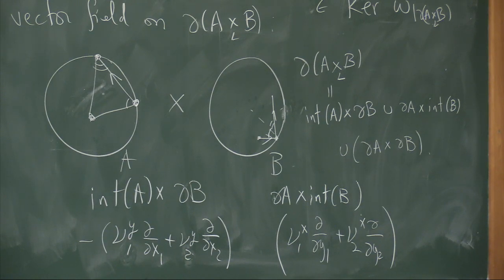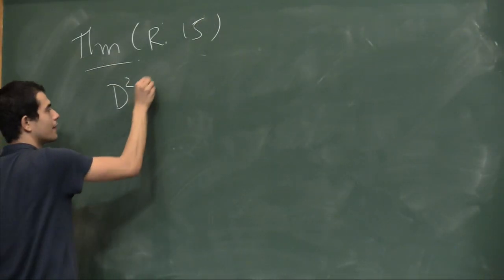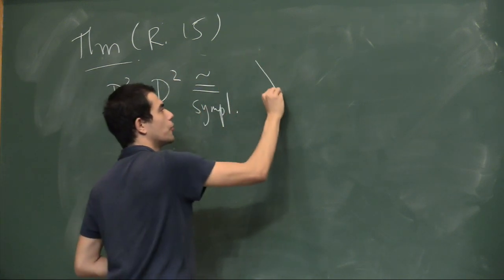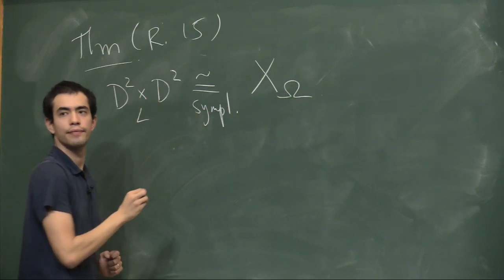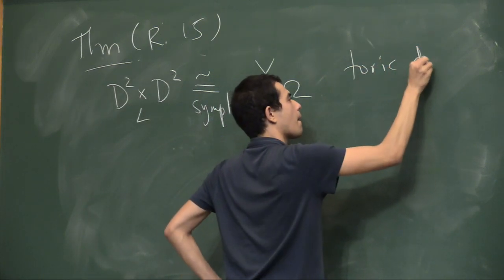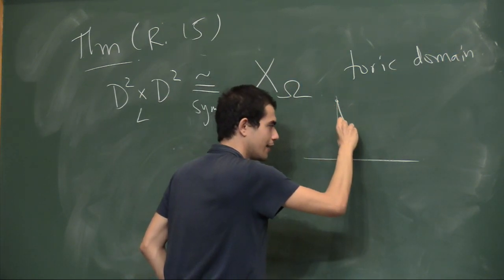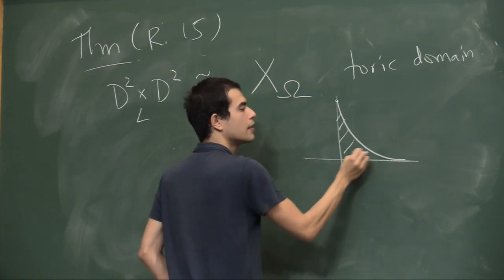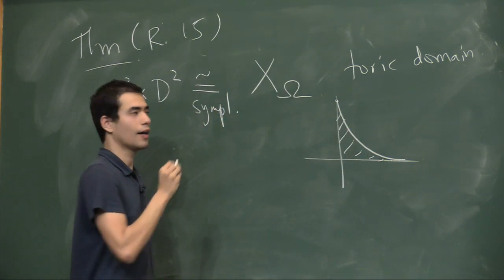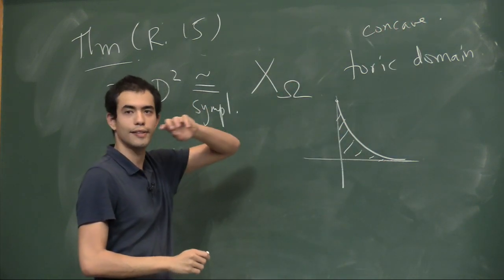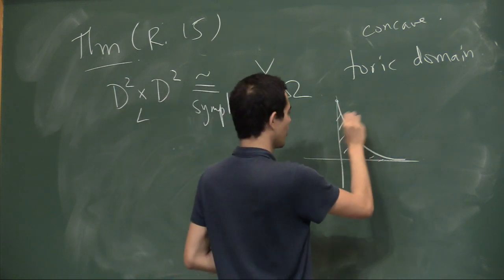And so basically the other theorem that was necessary for that is that this bidisk is actually symplectomorphic to a toric domain. And the moment map image is actually something concave. So it's symplectomorphic to a concave toric domain. And I can tell you what this equation is, just for fun. So you know that it's very explicit.